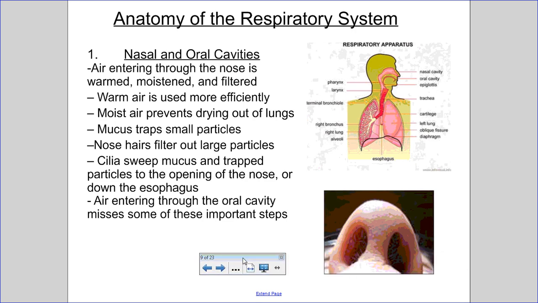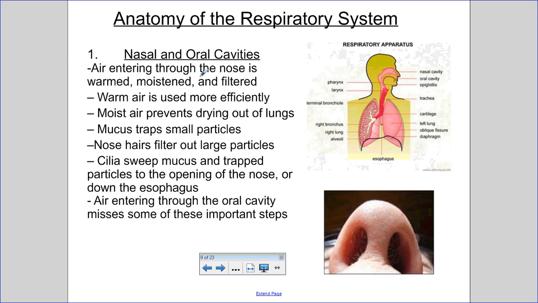So in terms of getting that oxygen into the body, there are a number of structures in the respiratory system that will do this. The respiratory system starts with the nasal and oral cavities. This is where air will start the process of moving into the body.